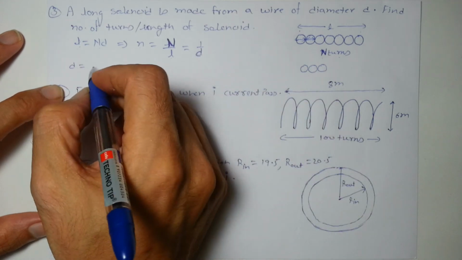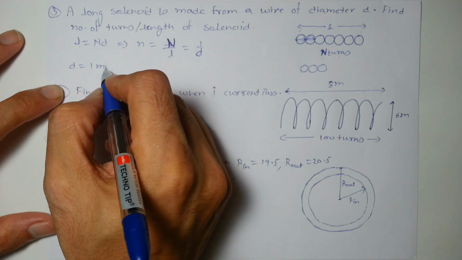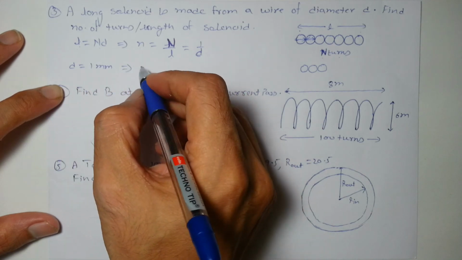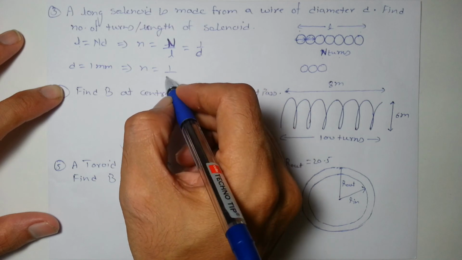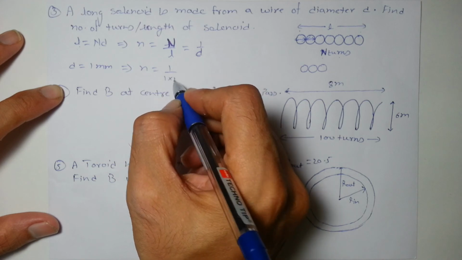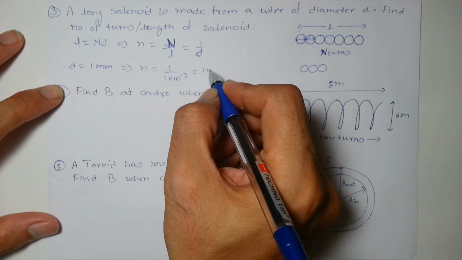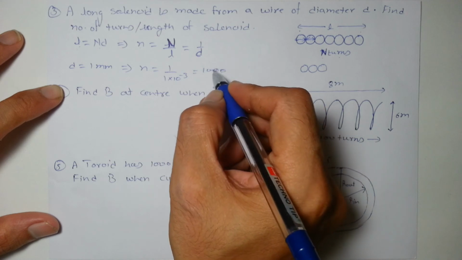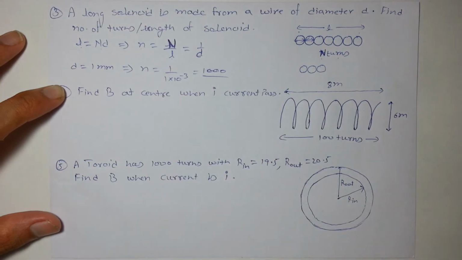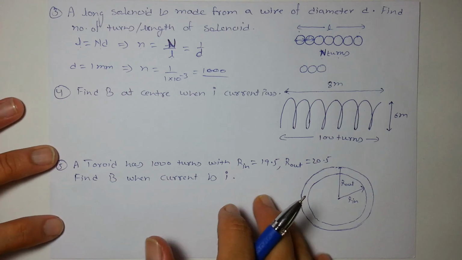लेट से d ऐसे दिया है 1 मिलीमीटर, तो n की वैल्यू जो आएगी वो 1/1 मिलीमीटर मीन्स 10⁻³ मीन्स 1000. ओके, स्टैंडर्ड यूनिट में करके फिर आप आंसर दें.